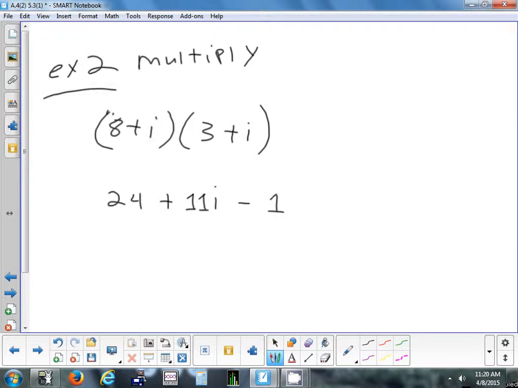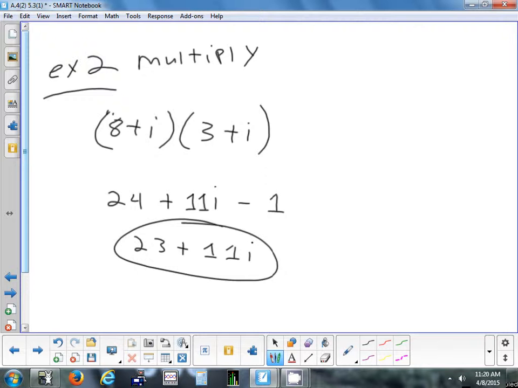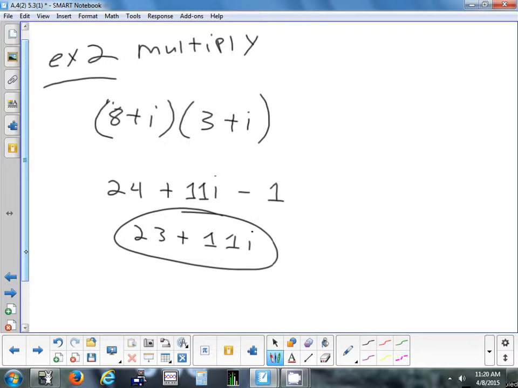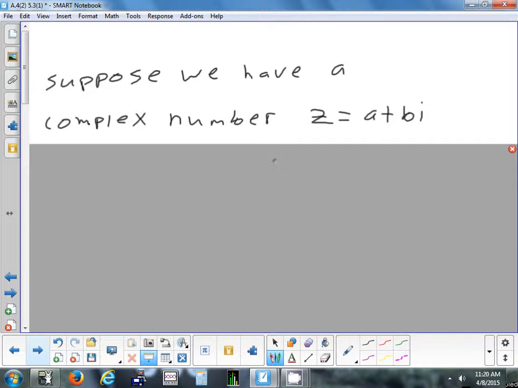Okay, some people left this as a final answer. If that was a multiple choice question, I might leave that as a final answer too. But it's not done. Combine the 24 with the minus 1. Okay, it's 23 plus 11i. Any questions on that? Okay, so you've got add, you've got subtract, you've got multiply. And the last thing is divide.